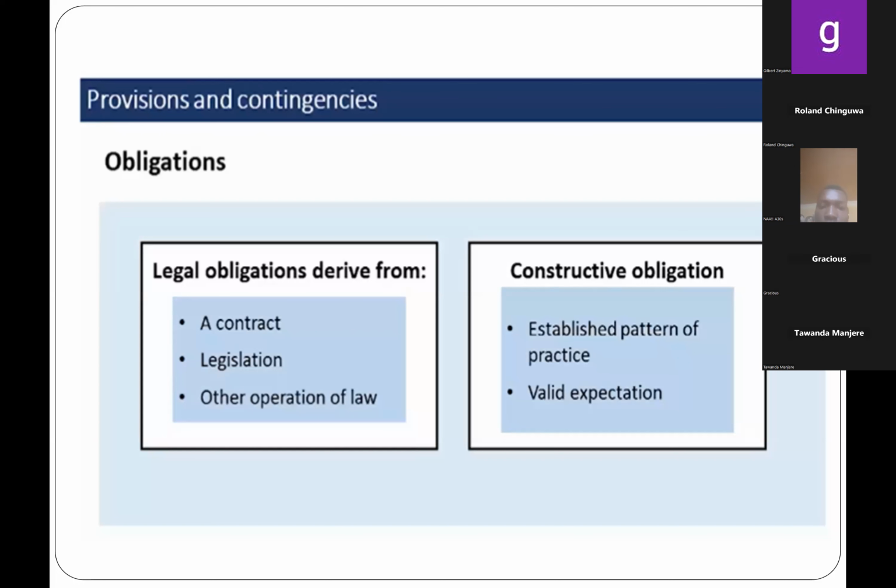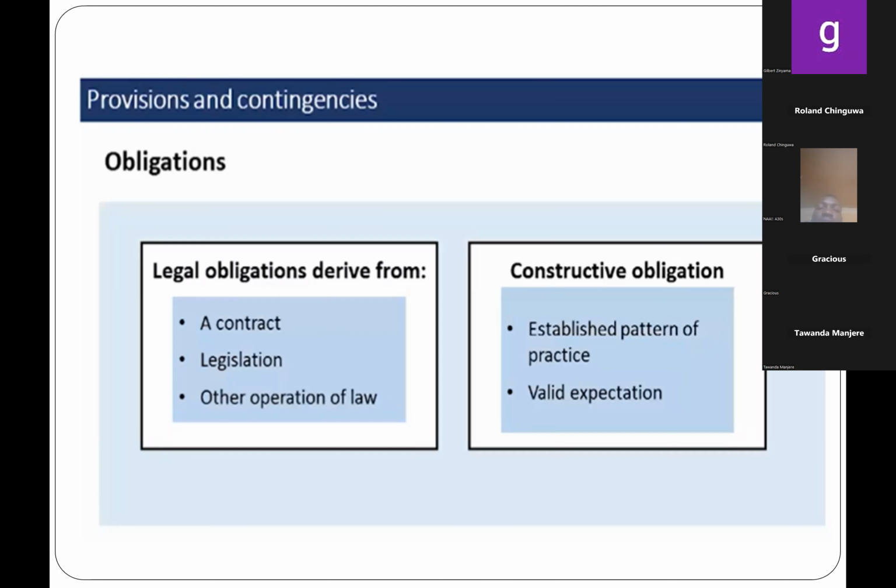So it's a contractual obligation, so you need to pay. Or if the law says in the event that you do A, B, C, D, you are expected to pay it, then it means it's a legal obligation on your part. Or any other operation of law. So for example, a law is passed after a contract of sale has already been done that gives you the obligation to settle in some circumstances. That means you could then be required to settle.